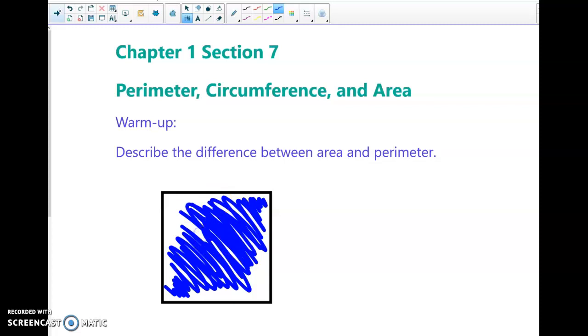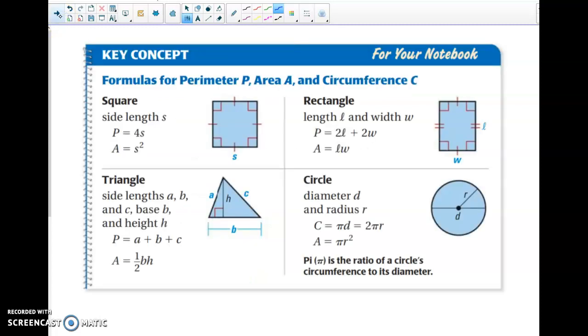The next slide has a bunch of formulas. Hit pause and I want you to write down all of this slide. The main thing you need to get out of this section is fairly straightforward and simple, is just being careful of remembering the formulas and inputting your values of your variables properly and using order of operations and simplify.